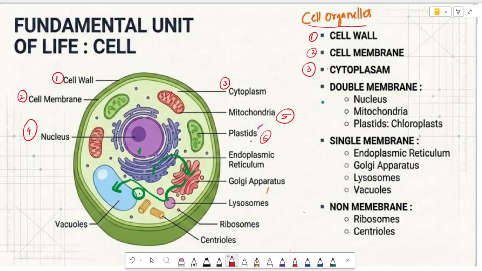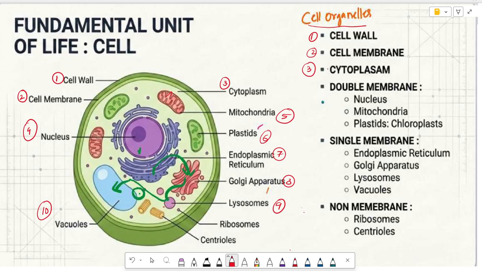Later, we have the single membrane organelles. There are four single membrane cell organelles. The first one is the endoplasmic reticulum, which comes at serial number seven. Next we have the Golgi apparatus. Later comes the lysosome, the ninth one. Then we have the large cell organelle, which is the vacuole. All four, endoplasmic reticulum, Golgi apparatus, lysosome and vacuole, come under single membrane.